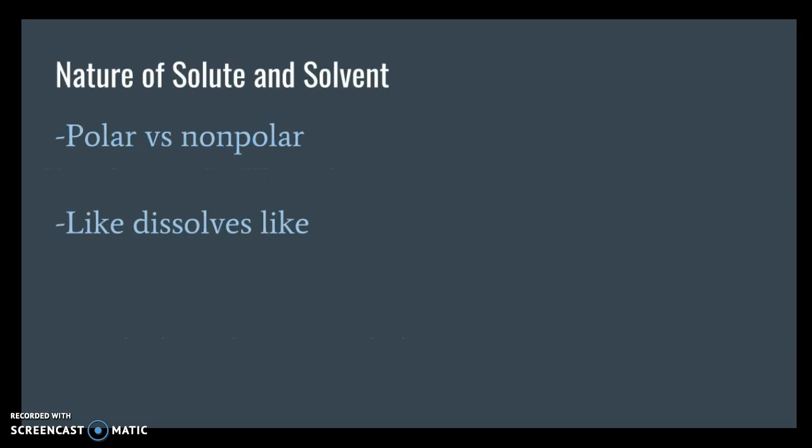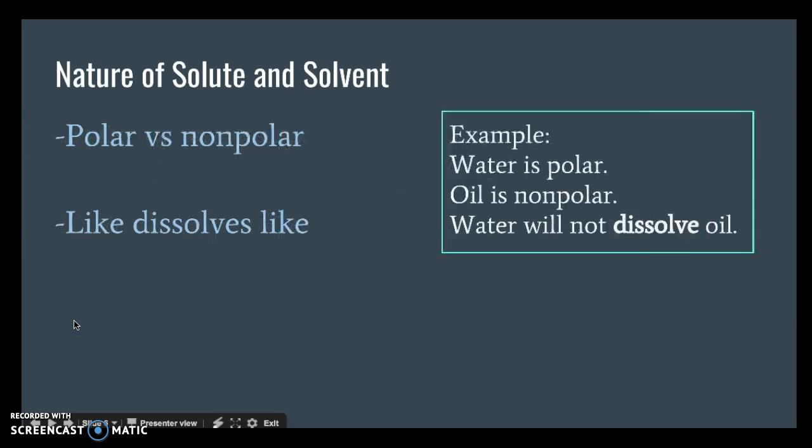The nature of solutes and solvents can affect solubility. For a solute to be able to dissolve in a solvent, both have to be either polar or nonpolar. Like dissolves like. For example, water is polar and oil is nonpolar. Water will not dissolve oil.